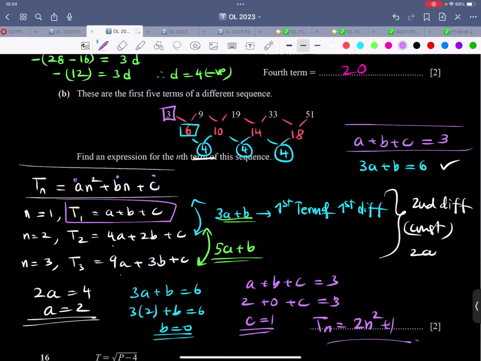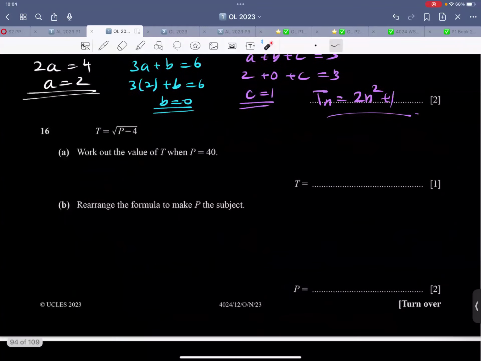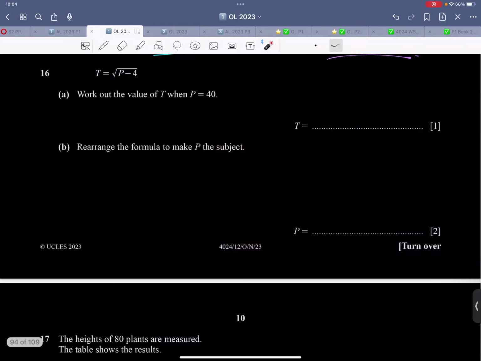In a quadratic sequence, the first difference forms an AP and the second difference is constant. And this is the formula and these are the shortcuts. So now let's move to question number 16. It says work out the value of t when p is equal to 40. So t is the square root of 40 minus 4, which is the square root of 36, which comes out to be 6.